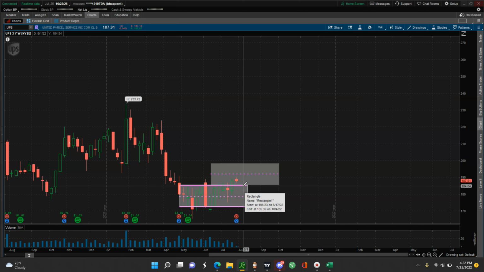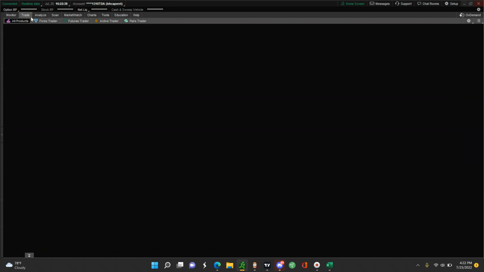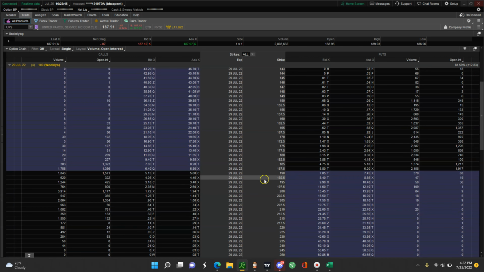So for me, if I were looking for a Friday expiration, I probably wouldn't go beyond 190 on a strike. Maybe 192.5 if that's available. As a matter of fact, let's see if that's an available strike for this one, for Friday, UPS. Yes, so 192.5. So I would not go beyond this 192.5 strike for UPS, period, regardless of what's going on.